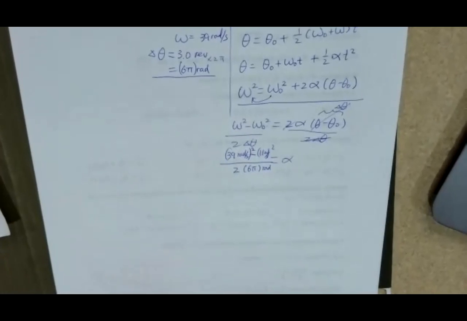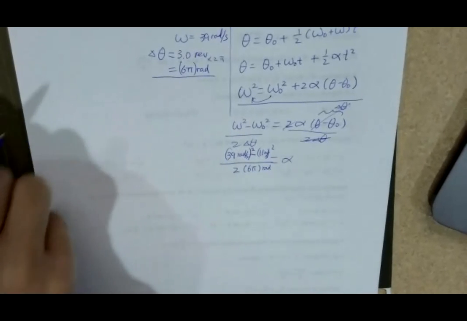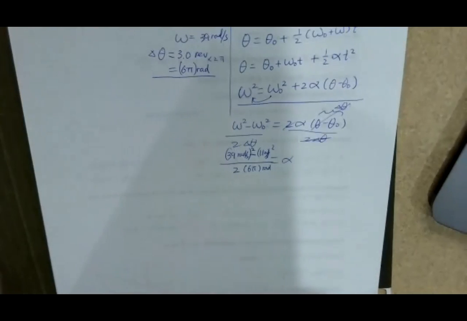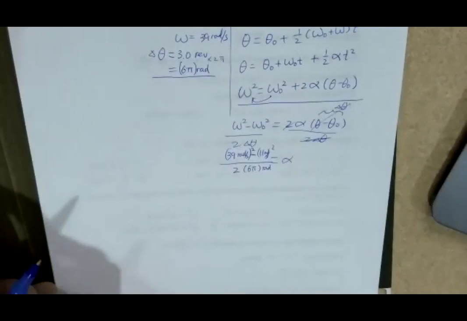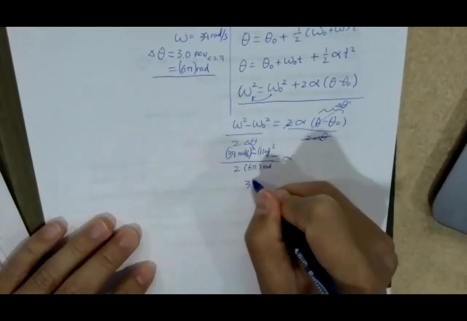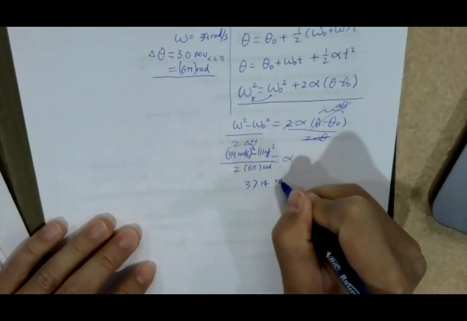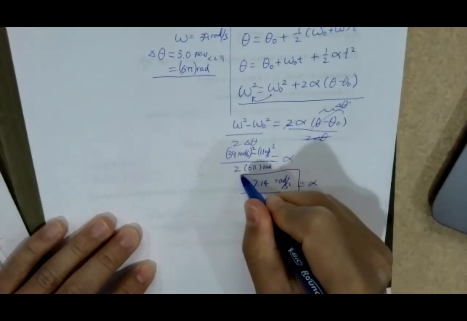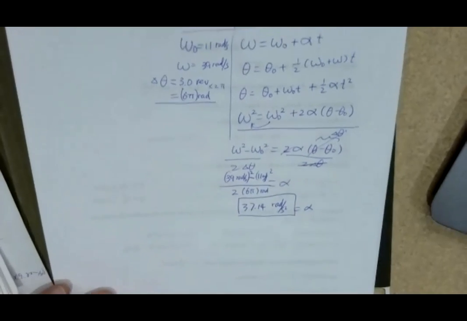You plug in your numbers into your calculator. So it's going to be 37.14. That should be in radians per second squared, okay? For the angular acceleration.